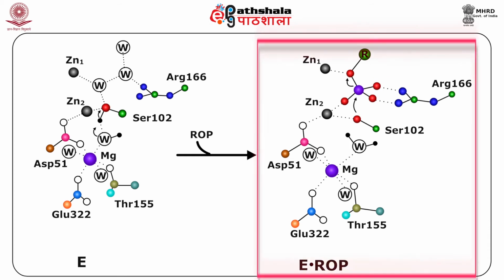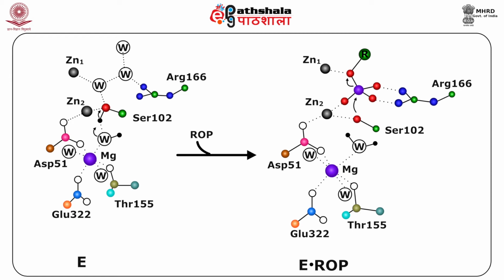In the E-ROP complex, the ester oxygen atom is coordinated to zinc 1. 2 oxygen atoms of the ester substrate are hydrogen bonded to the guanidinium group of arginine 166. And the 4th oxygen atom is coordinated to zinc 2. Serine 102 occupies the position opposite to the leaving group. The hydroxide ion coordinated to magnesium deprotonates serine 102 by acting as the general base.